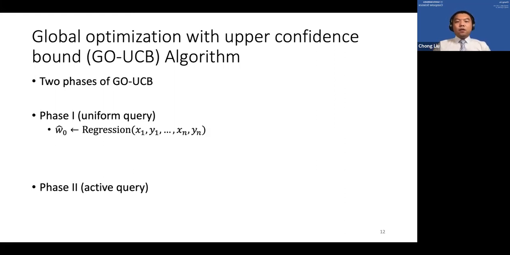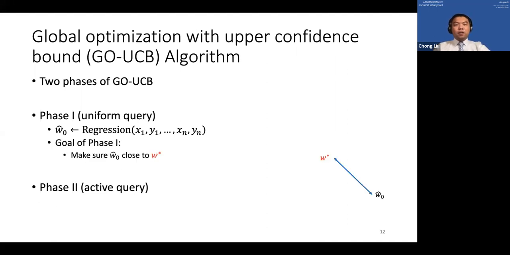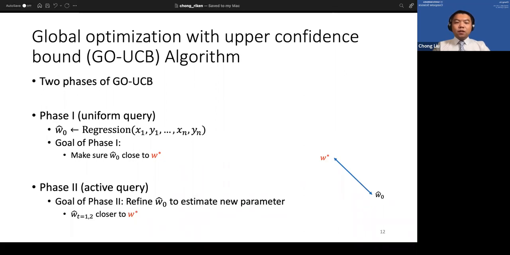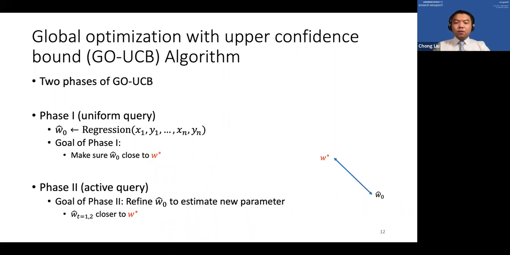In phase one, after uniform query of a small number n of data points, I'd like to run some regression on all the history data that I collected, and then I can estimate some parameter W0 hat. The goal of phase one is that I'd like to make sure my estimated parameter is somehow close to the best parameter W star. And the goal of phase two is that I'd like to refine my estimation to be some better estimation that is even closer to the best parameter W star.